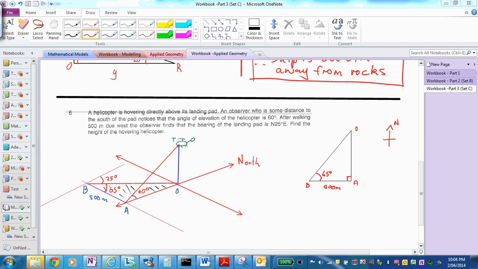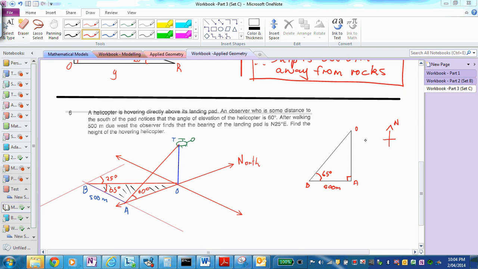In the second part of this problem, we need to start getting some information and doing some calculations so we can work out the height of the helicopter above the landing pad. The first thing we need to do though is to work with the triangle along the bottom, the base along the ground, so triangle ABO.